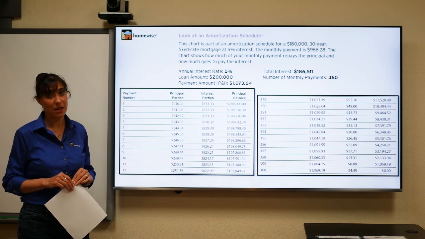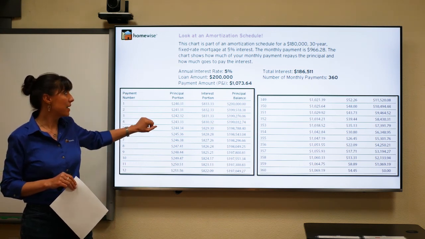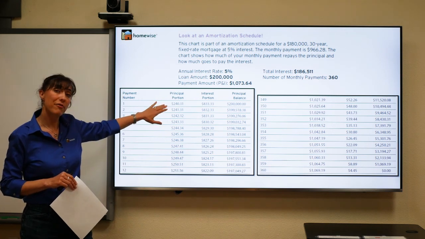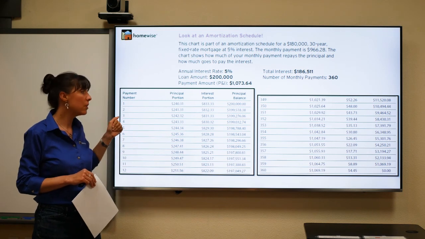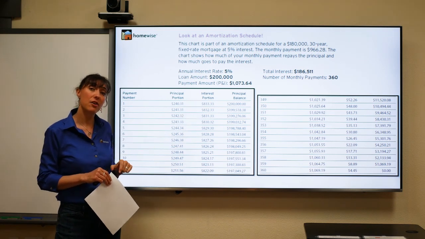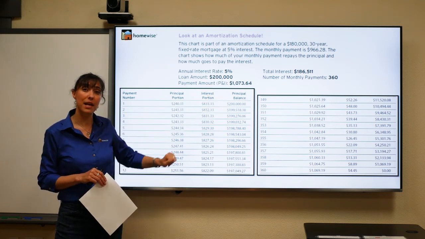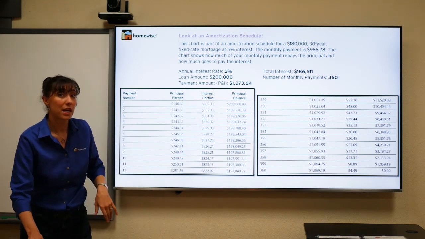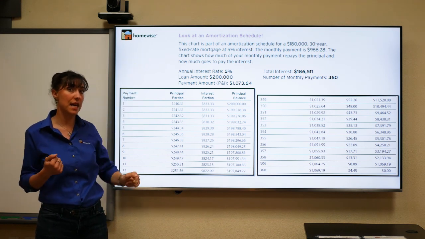Let's take a look at payment number 1. That very first month that I make my mortgage payment, we can see that just $240 of this $1,073 is going toward my principal, and that leaves us with $833 of that $1,073 going toward my interest. At this point, there's much more going toward my interest than my principal. Let's watch what happens next.